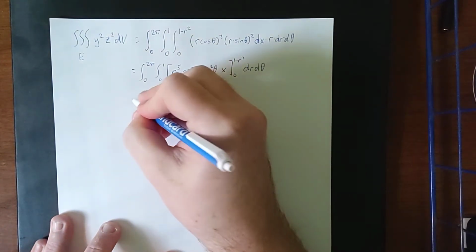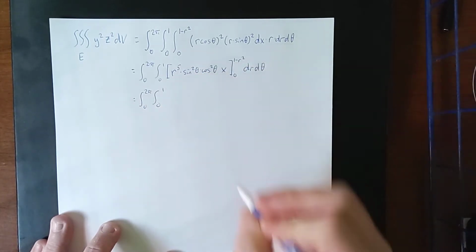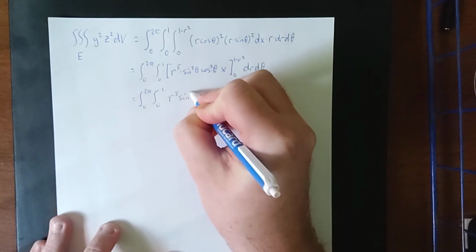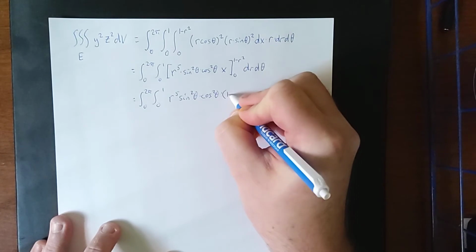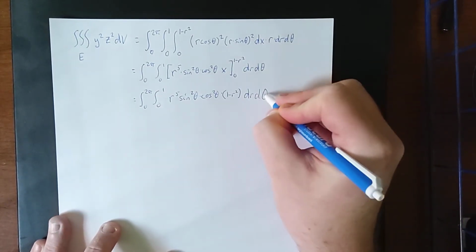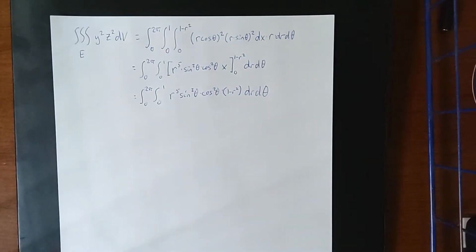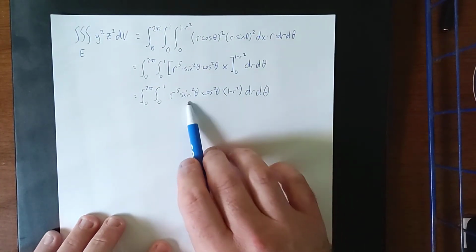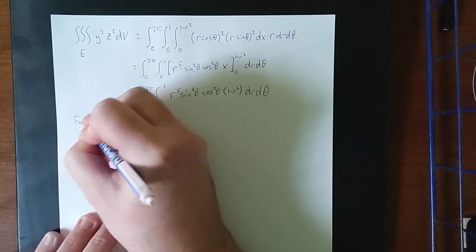Next up is to actually plug in those bounds. And we will get r to the fifth sine squared theta times cosine squared theta times 1 minus r squared. Plugging in the lower bound of 0, we'll simply zero everything out. At this point, we have ourselves down to a double integral in polar coordinates. I would like to point out that this can be factored into a function of r times a function of theta, and our limits, our bounds, are all constants, which means that we can use Fubini's shortcut.